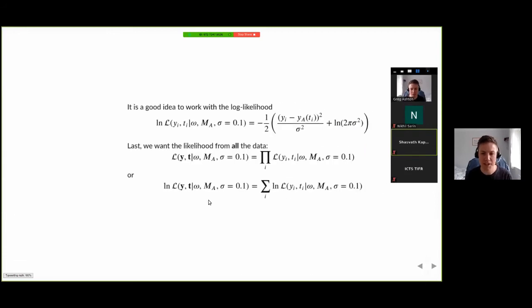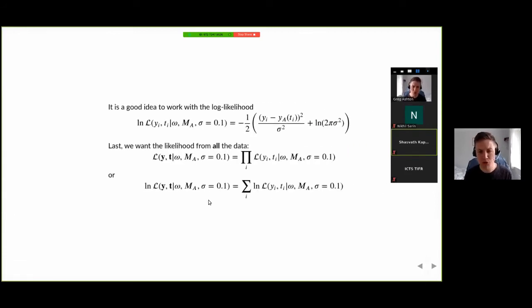Okay, that's nice and easy. Now, of course, we don't have just one parameter, one data point, but we have many data points. And in general, we just product those together because they're independent data points. And in general, we don't want to use the likelihood itself, but we rather use the log likelihood. And the reason is just numerical stability.